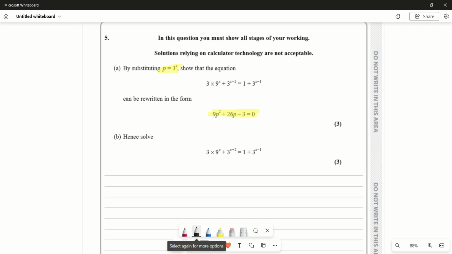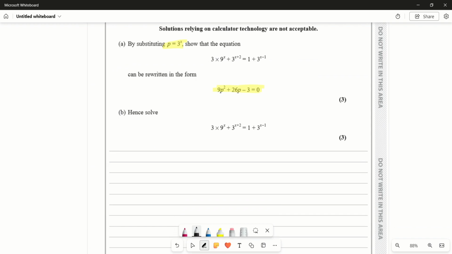So therefore, in order to do this, I'm going to use rules of indices. So I'm going to split 9 to the power of x in here, and I could write 9 as 3 to the power of 2. It's 9, and I'm going to write it 3 to the power of 2x. I'm also going to rewrite 3 to the power of x plus 2 using the rules of indices as 3 to the power of x multiplied by 3 to the power of 2, or I can still rewrite this 3 to the power of 2. It's 9 times 3 to the power of x.